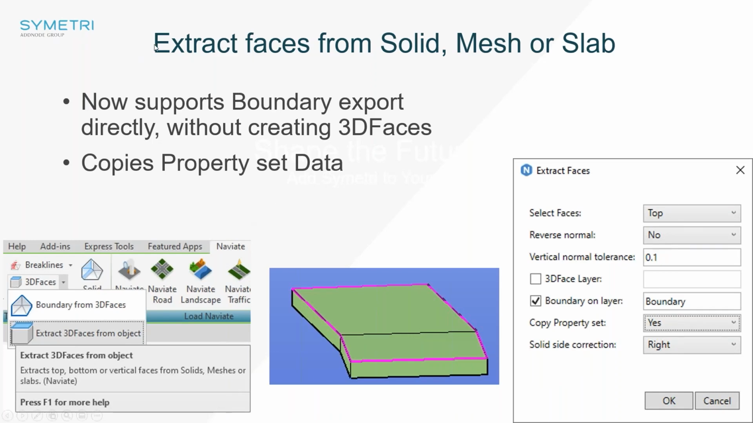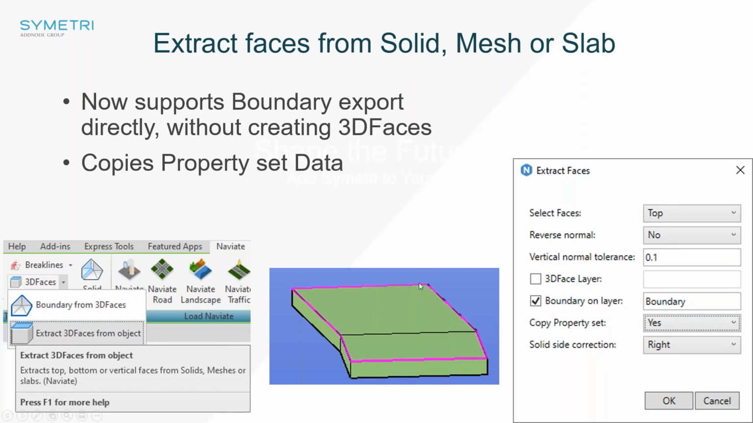Moving on to our extract faces from solid or mesh or slab command. So this was new in the previous version. You can, from any solid, mesh or slab, select to export top layers or bottom layers, which was a specific feature that you want quite often if you get information from, for instance, Revit and so. To this one, we've now added the possibility to create a boundary immediately.